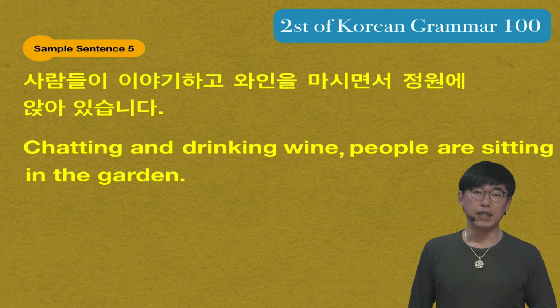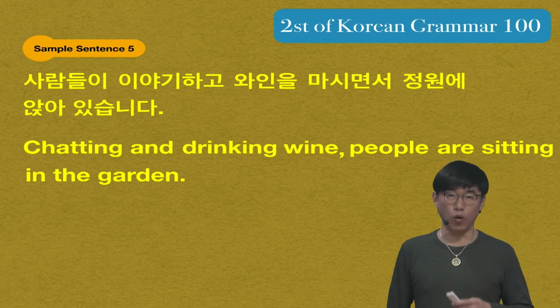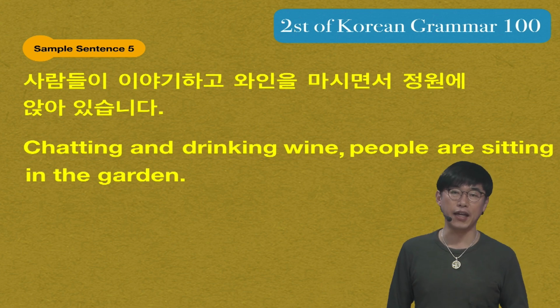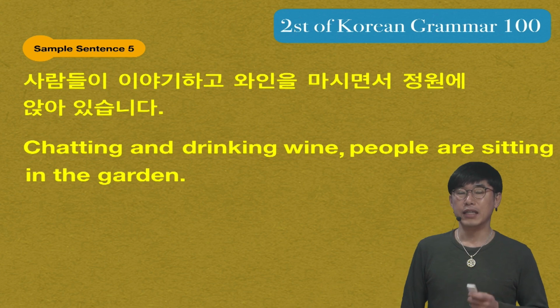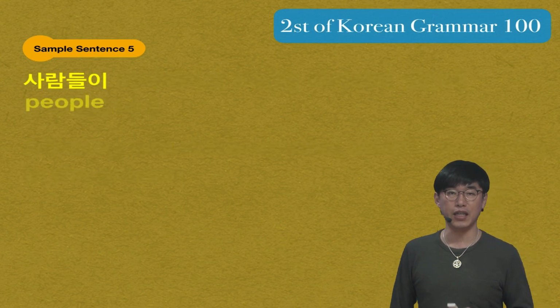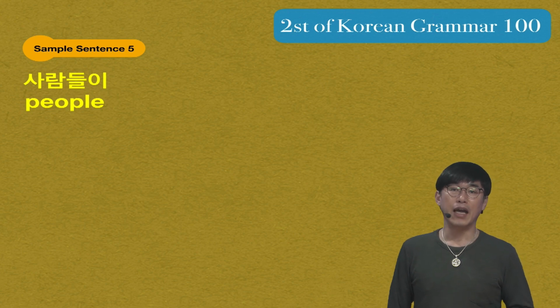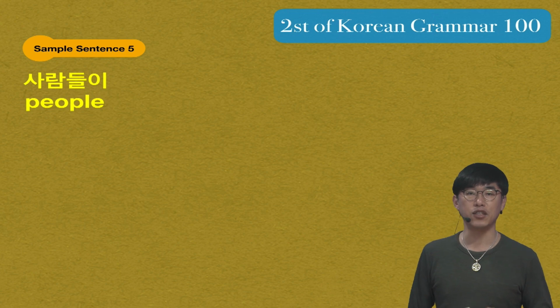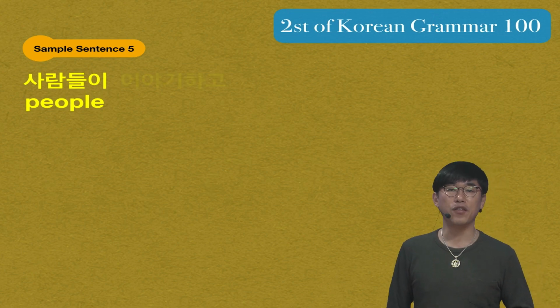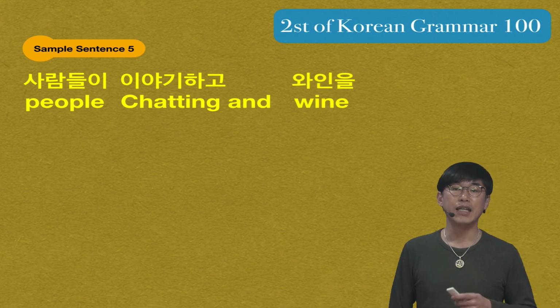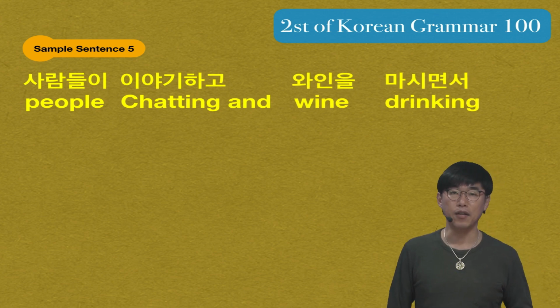Okay, number 5. 사람들이 이야기하고 와인을 마시면서 정원에 앉아 있습니다. Chatting and drinking wine. People are sitting in the garden. 사람 is a person and 들 is plural. So 사람들 is people, right? And 이 is the subjective case. So 사람들이 is the subject of this sentence. And there are two participial constructions in this sentence. That is to say, 이야기하면서 and 마시면서.